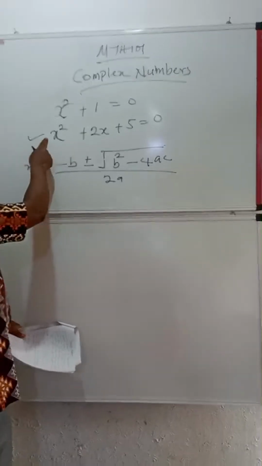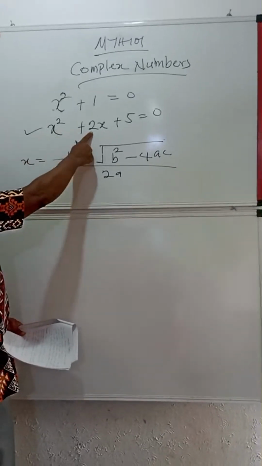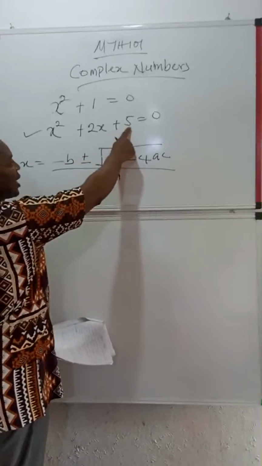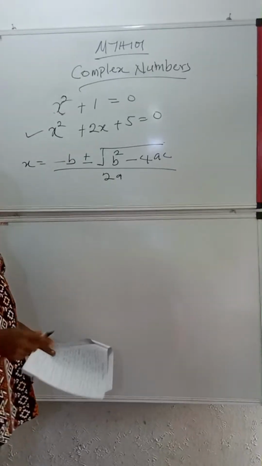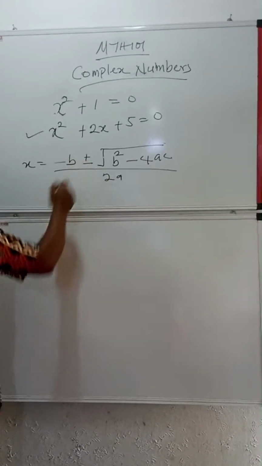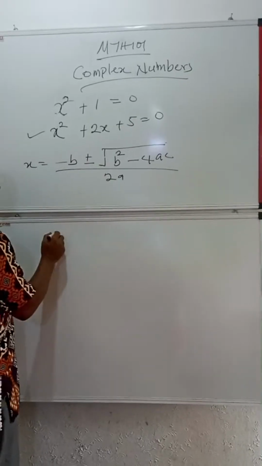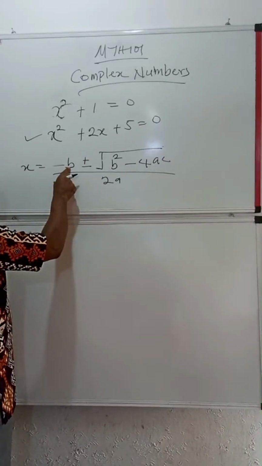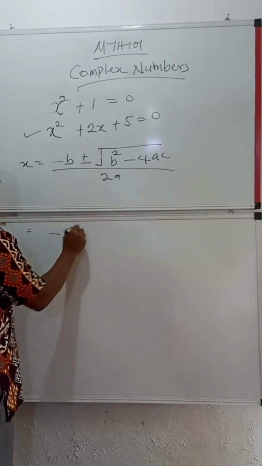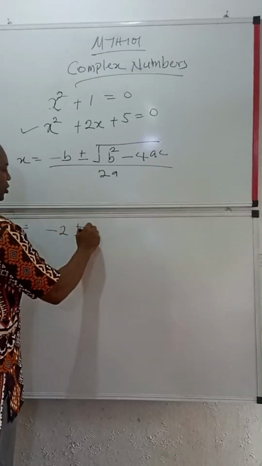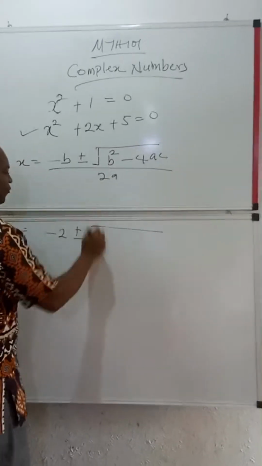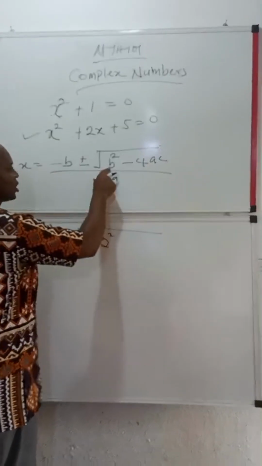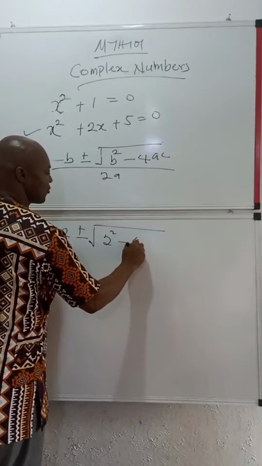Now, the coefficient here is our a, the coefficient here, 2, is our b, whereas this constant here is our c. Now, inputting all these into this formula, we are going to have minus b, which is minus 2, plus or minus the square root of 2 squared, which is b squared, minus 4.